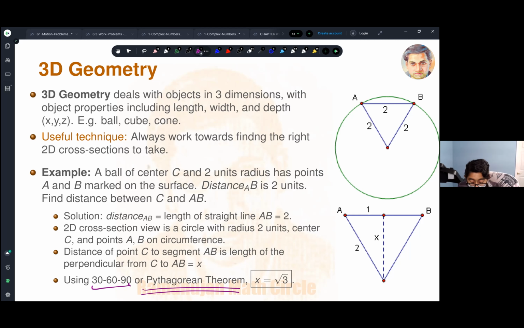Now here, the main takeaway in this question is trying to find the correct 2D cross-section. The one that worked out for us is the one that contained A, B, and C. So you want to try to find cross-sections that contain most of the points or lengths that your question is talking about. And you want enough cross-sections such that almost every single important point or plane is covered.